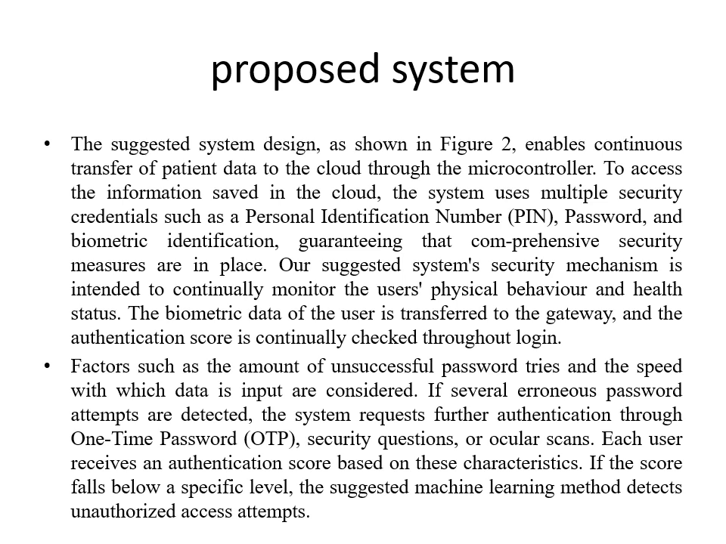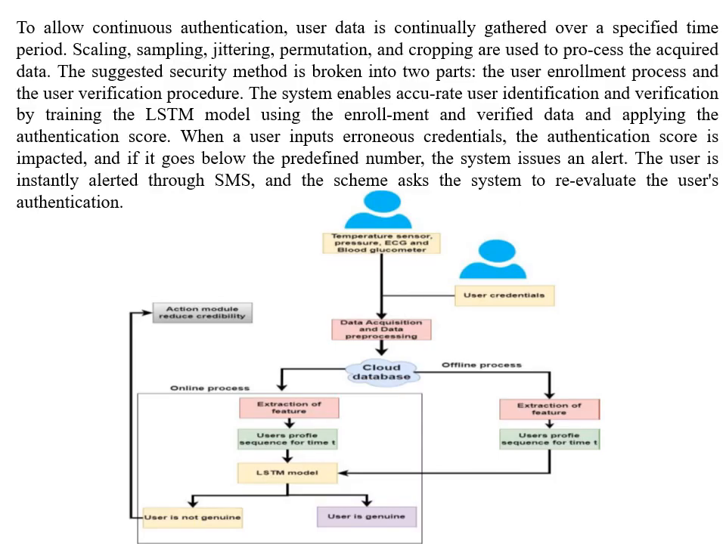If the score falls below a specific level, the suggested machine learning method detects unauthorized access attempts. To allow continuous authentication, user data is continually gathered over a specific time period. Scaling, sampling, jittering, permutation, and cropping are used to process the acquired data. The suggested security method is broken into two parts: the user enrollment process and the user verification procedure.